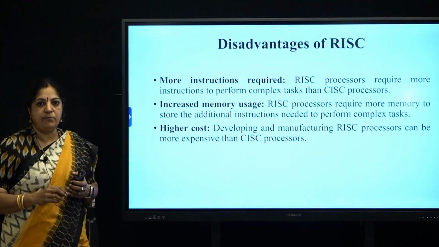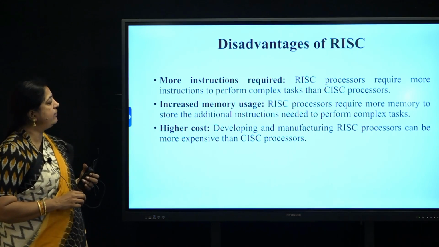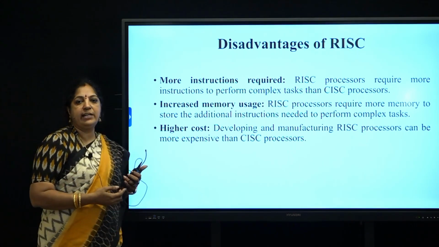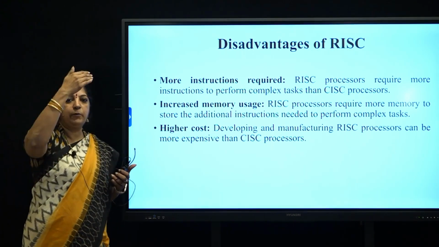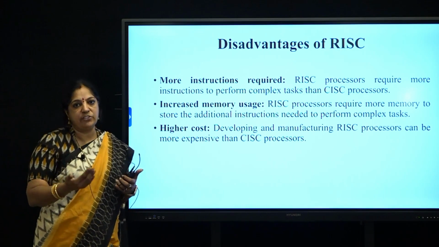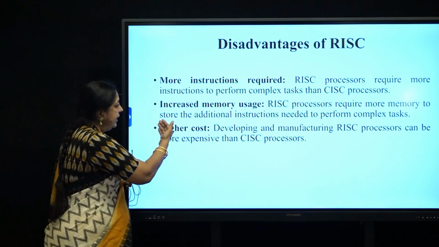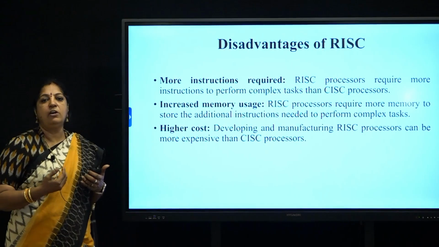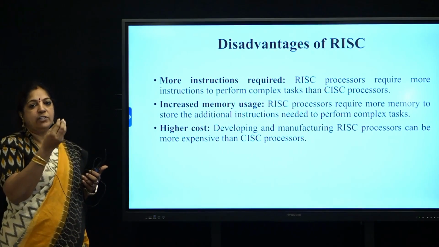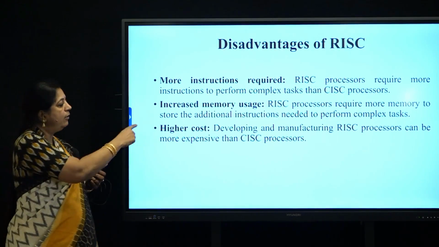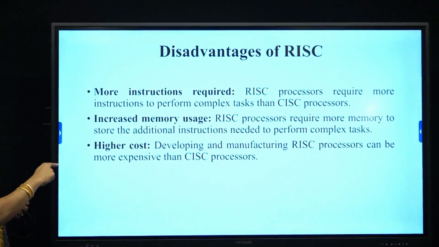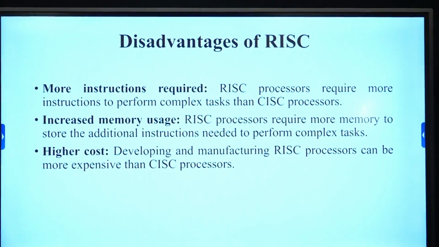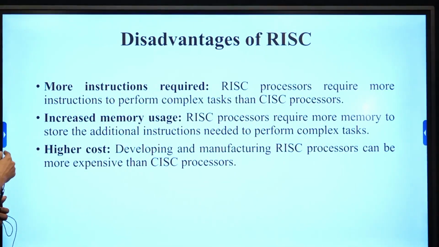But there are some disadvantages also. More instructions are required, because when you use simple instructions obviously the program will be lengthy, so a greater number of instructions must be used. Increased memory usage: when we are storing many small things, more memory is required compared to CISC. Higher cost for developing and manufacturing: RISC processors are more expensive than CISC processors.